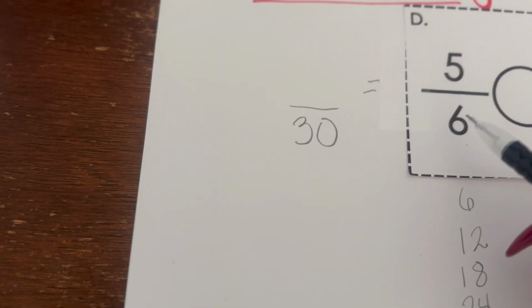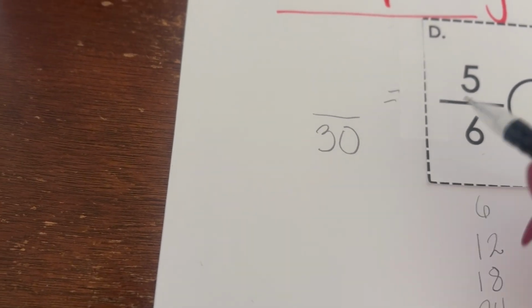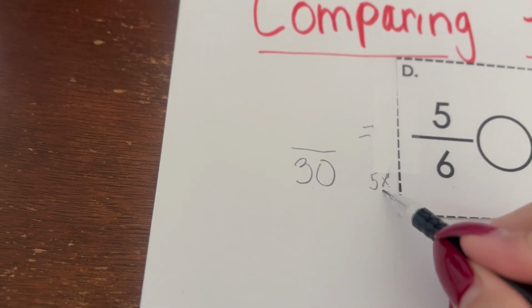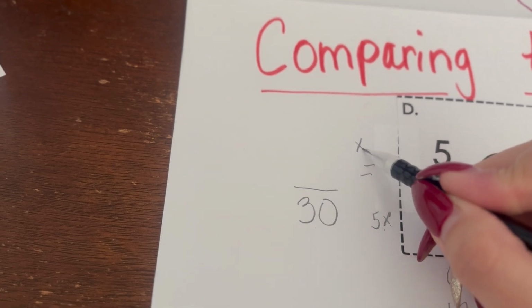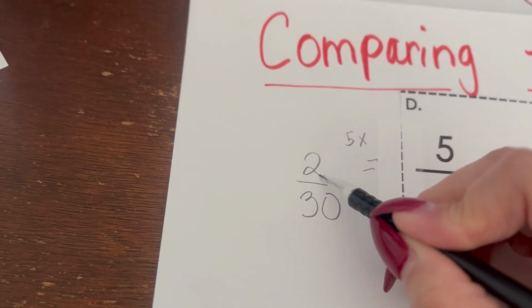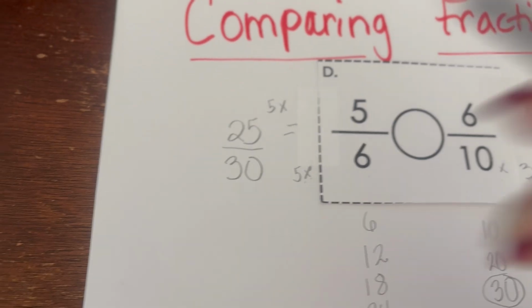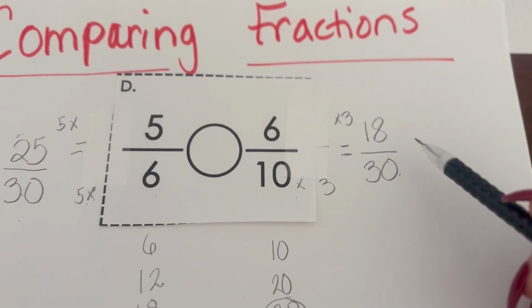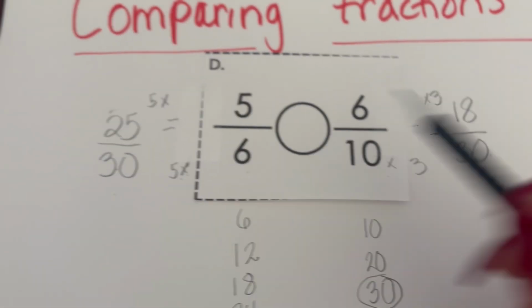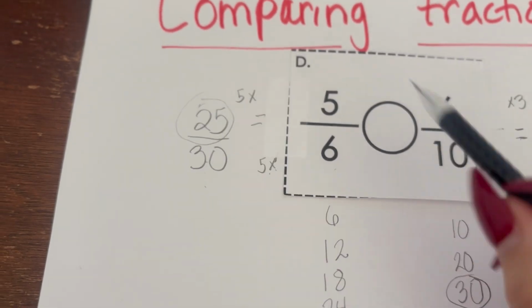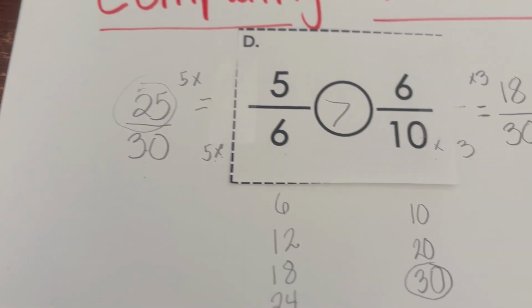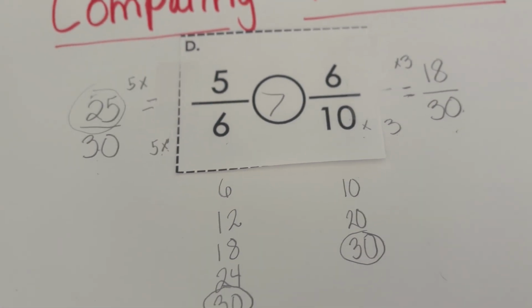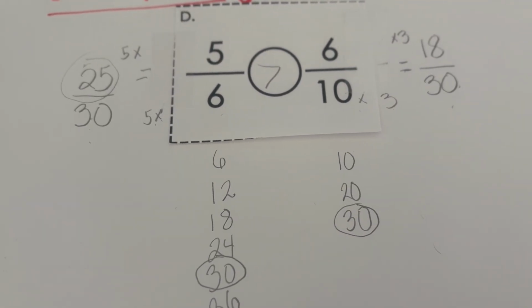Over here, we do the same thing. 6 times what number gives us 30? 6 times 5 gives us 30. Whatever we do to the bottom, we do to the top. 5 times 5 will be 25. Okay, so now the fractions we will be comparing are 25/30 and 18/30. Which one is greater? 25 is greater. So that means 5/6 is greater than 6/10. So that is a way to do it using the least common denominator strategy.